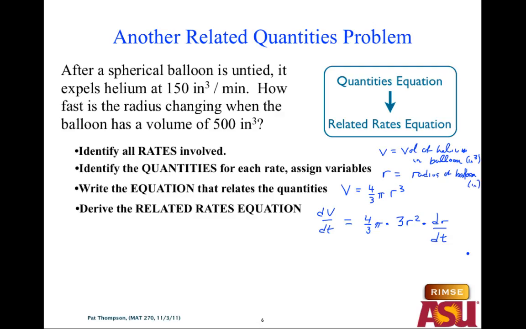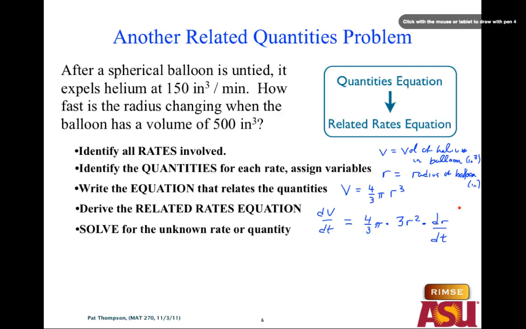So what do we have now? We have an equation that relates the rates. It brings together two different rates of change, the ones that we needed. So that's our related rates equation, the equation that relates those two rates of change. Okay, and so then we figure out which one we are trying to find. It's asking how fast is the radius changing? That would be our dr/dt.